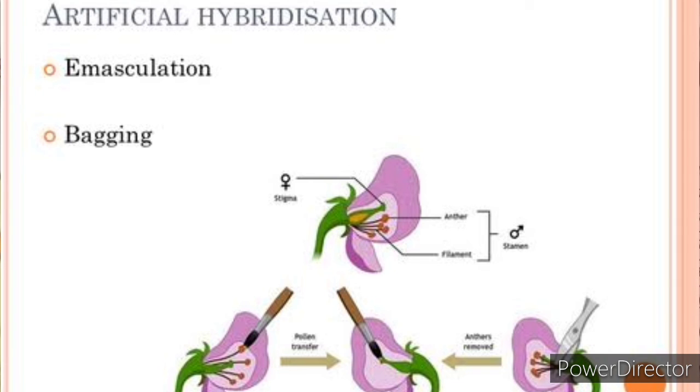Now in the diagram you can see that this is a bisexual flower. So with the help of scissors, we are removing the anther. Now after removing the anther, we'll cover this with the help of butter paper, and when we have our desired pollen, we will dust the pollen with the help of a brush on the stigma. And now after dusting our pollen, we'll again rebag the flower to prevent any further contamination. So in this way we can do our artificial hybridization.